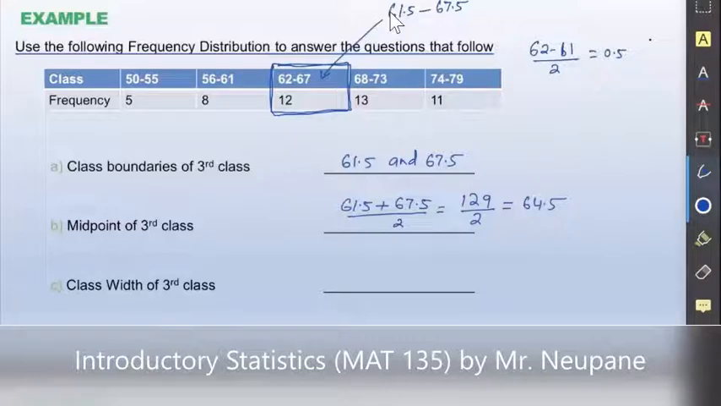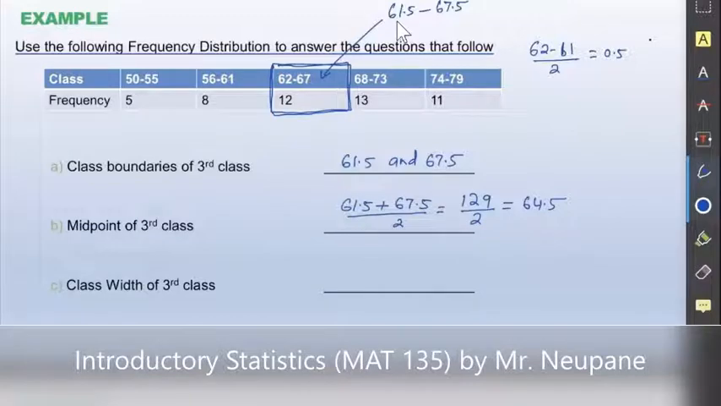Did we get that? Yes. Okay. So that is the midpoint of the class. The value which is in the middle of 61.5 and 67.5 is 64.5. That is the midpoint. If you remember, to construct the frequency polygon, we need those midpoints. Okay. Last one is class width.